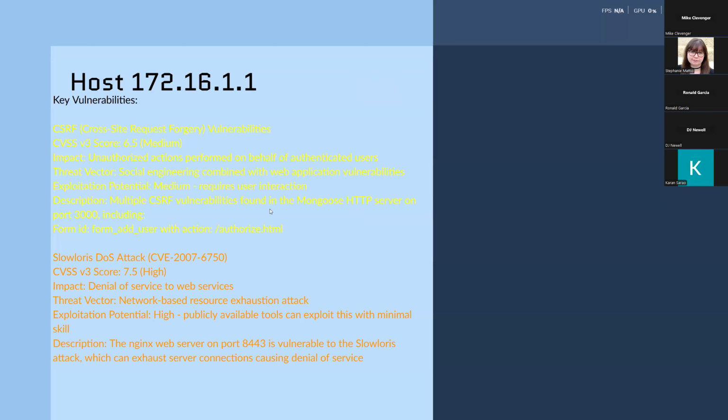These vulnerabilities were particularly found on the Mongoose HTTP server on port 3000, including this action with the authorized.html, giving the unauthorized users a way in. The Slowloris DOS attack, this is going to be a high CVSS score of 7.5. The impact is denial of service to web services. This is going to be a network-based resource exhaustion attack. High is the exploitation potential with publicly available tools. This can be exploited with minimal skill. The Nginx web server on port 8443 is vulnerable to the Slowloris attack.